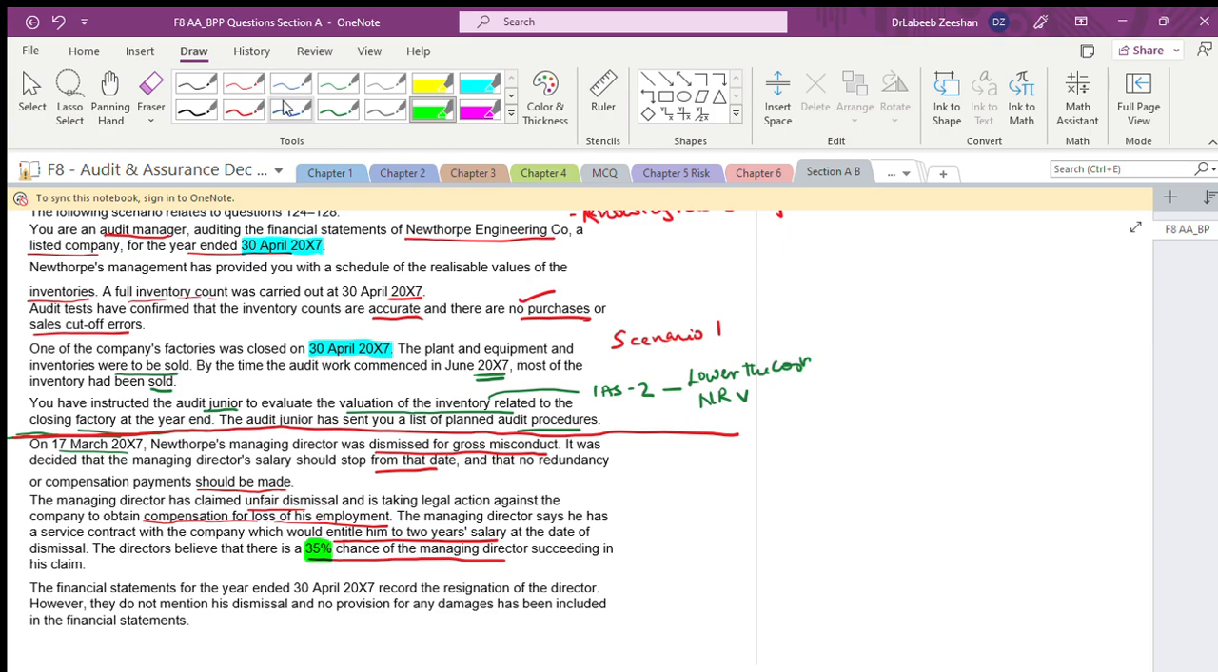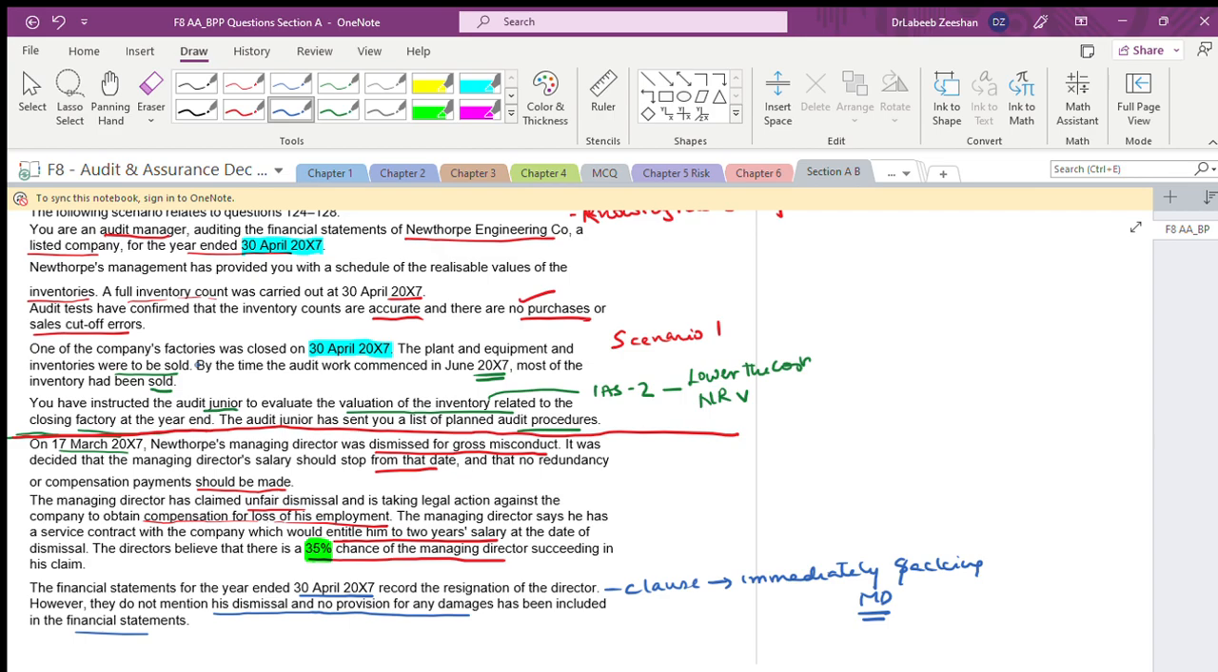The financial statements for the year ended 30th April record the resignation of the director. However, they did not mention his dismissal, and no provision for any damages has been included. Maybe there may be some clause, right, by which they are saying that they are immediately sacking the managing director. Fine. Maybe without any reason? Without that much strong evidence, the management will not take such an extreme decision.